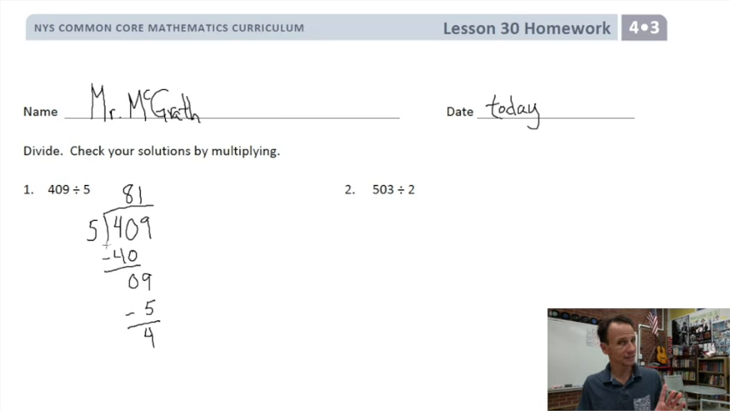And you see that's less than our divisor. You can't ever have a remainder that's equal to or greater than your divisor. Just means you didn't divide completely. So we have a remainder of 4.